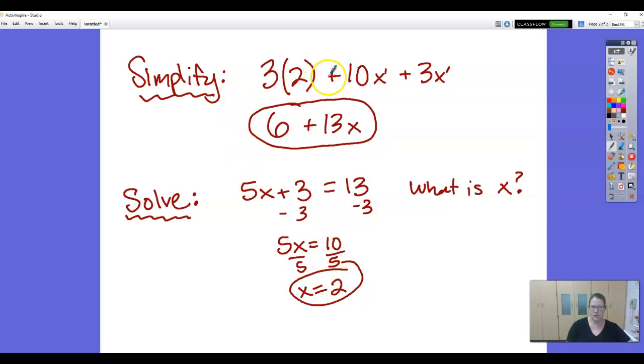Simplify means you're just looking and combining like things together. Solve means there has to be an equal sign in your equation, and you're going to be solving for the variable. Find out what the variable is that makes this equation true. Okay. So let's just look at a couple of different examples.